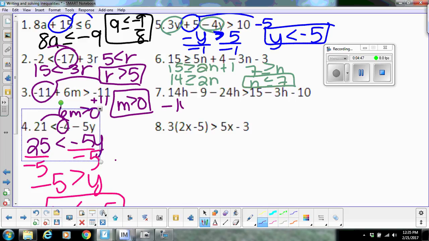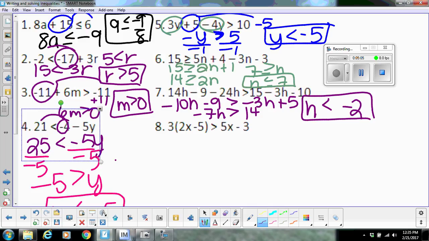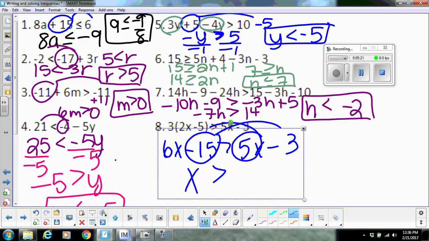All right, so here we got negative 10h minus 9 is going to be greater than negative 3h plus 5. So we move 3h over, so that's going to give me a negative 7h and a 14, right? And then when you divide by that negative right there, it's going to become less than -2. All right, and where would you start on problem number 8? And then again, we're just going to get variables on the same side. So I'm going to move my 5x and move my 15, and I'm going to get x is greater than 12.